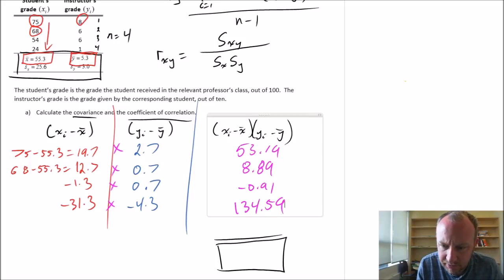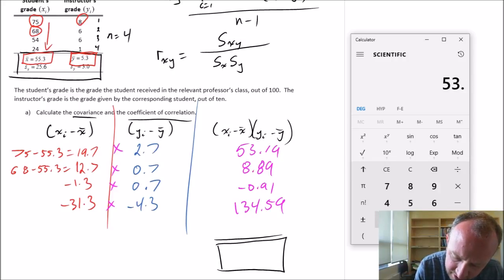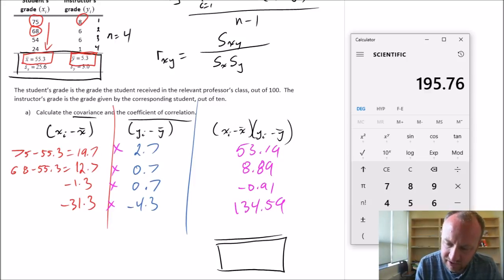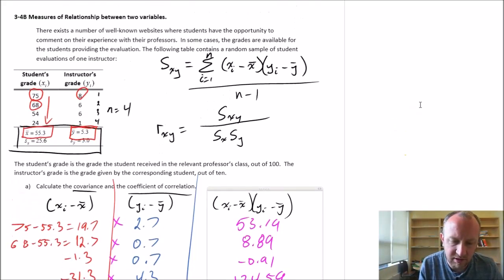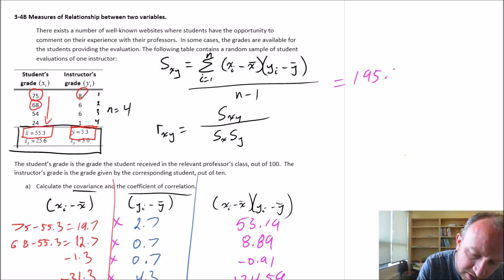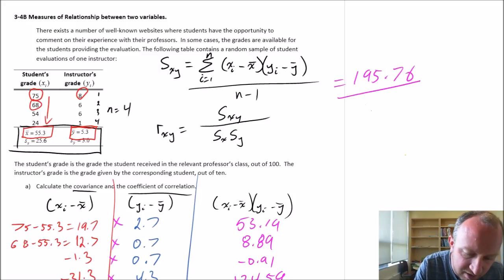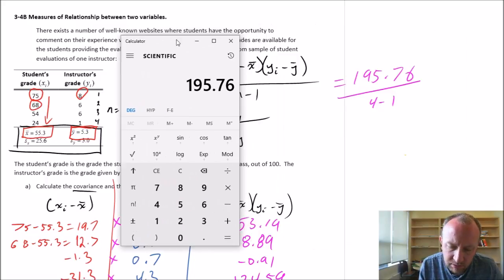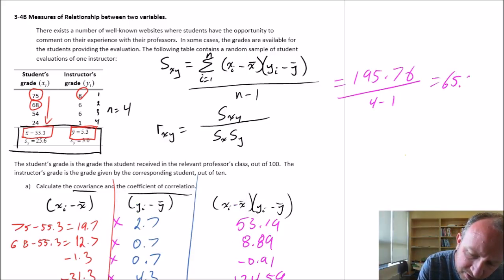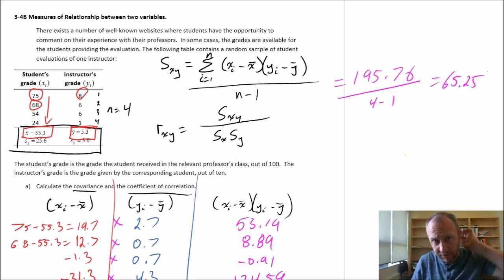And now we add all of those up. So I'm going to start at the top, 53.19 plus 8.89 plus negative 0.91 plus 134.59. So 195.76. So that's our numerator up here. 195.76 divided by n minus 1, so 4 minus 1. Of course, that will be 3. So let me divide this by 3. And 65.25. So it's positive. We have a positive relationship.